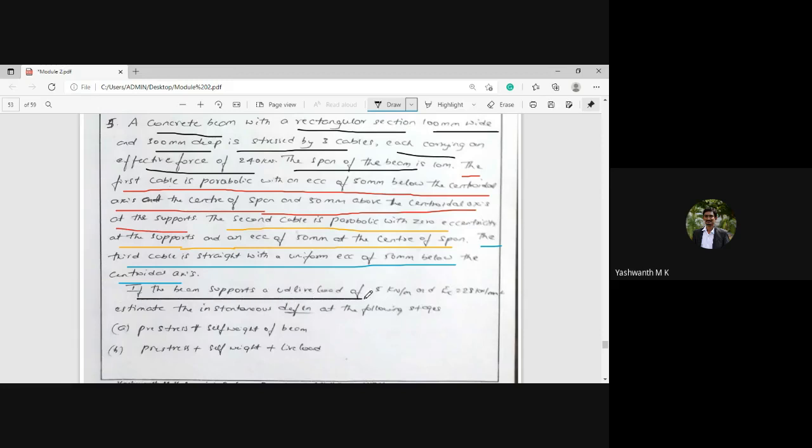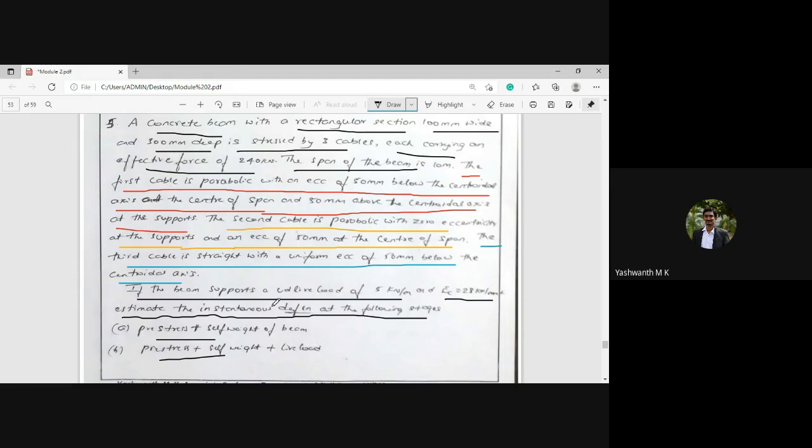So next, in continuation with the problem, the beam supports a uniformly distributed live load of 5 kilonewton per meter, and the modulus of elasticity of concrete is 28 kilonewton per millimeter square. It asks us to estimate the instantaneous deflection at the following stages. Number one, pre-stress plus self-weight of the beam. Number two, pre-stress plus self-weight plus live load. So these are the two stages.